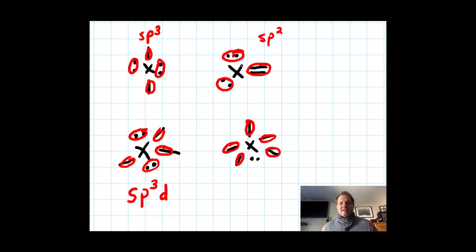and this final one represents 6 regions of density, showing an sp3d2 hybridization. And that's as far as we ever get because it just gets too darn crowded around that central atom.